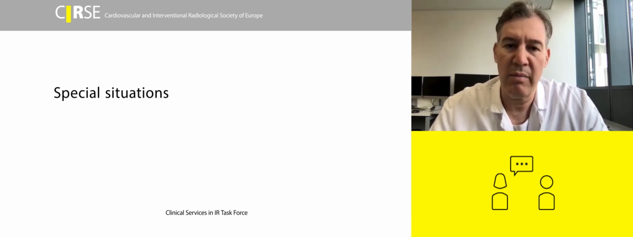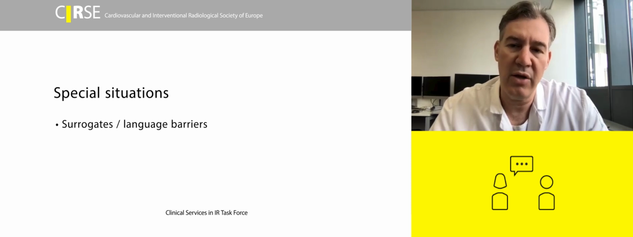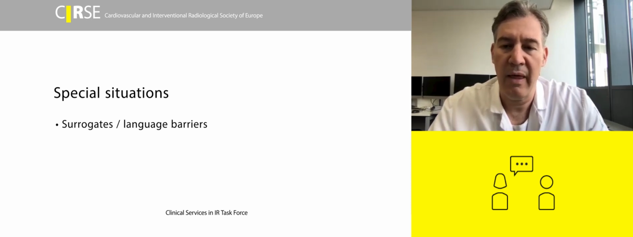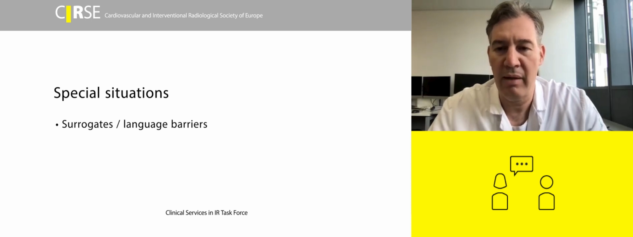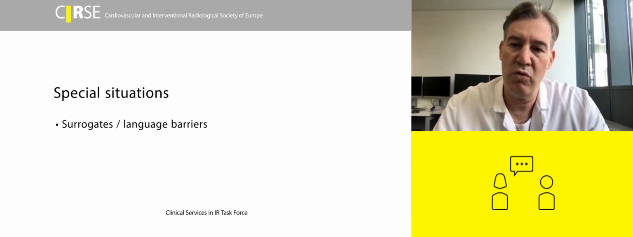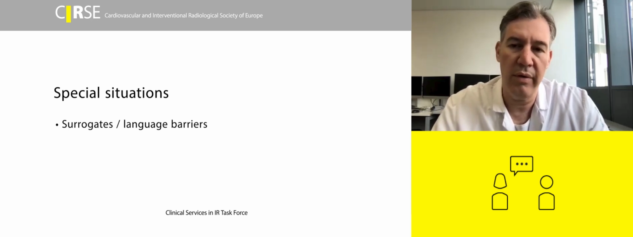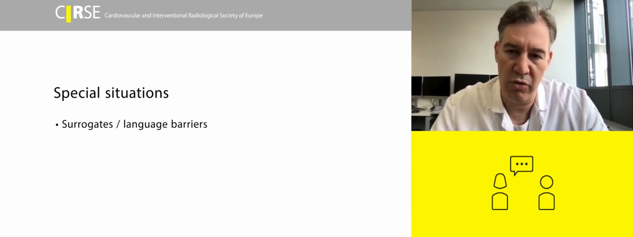Now, we might encounter some specific situations like the use of surrogates, where there would be some legal representation of the patient, and there are specific guidelines and a framework that is usually locally implemented, and we should follow that. We might have language barriers, and in this case, we might use an interpreter. And again, the use of an interpreter is something that is locally described, so each hospital has its own rules for the interpreter. They should also sign the consent form if an interpreter is used.